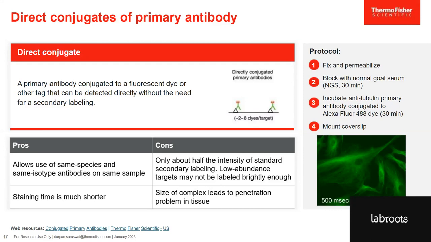In the image on the right, you can see that the protocol is very straightforward, like a four-step process: fix and permeabilize the tissue, block with the appropriate serum, incubate with the primary conjugated antibody, and mount the cover slip.